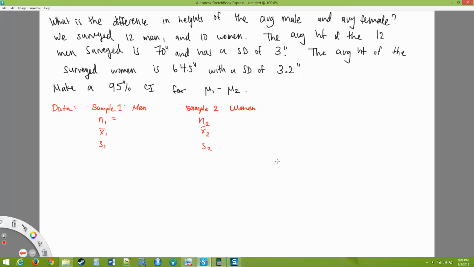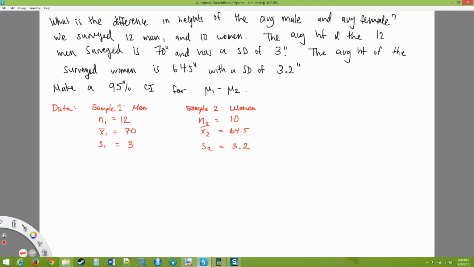What is n1? 12. Okay, we have 12 men. What is n2? 10 women. x bar 1: 70, the mean height of the men in our sample. x bar 2: 64.5. s1: 3. s2: 3.2.